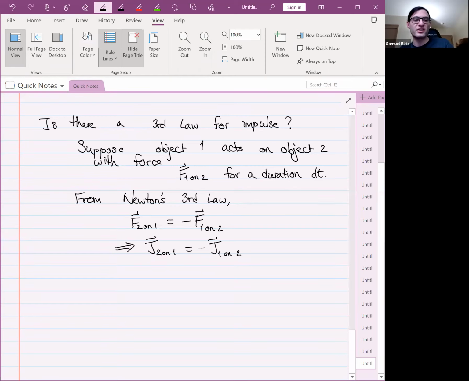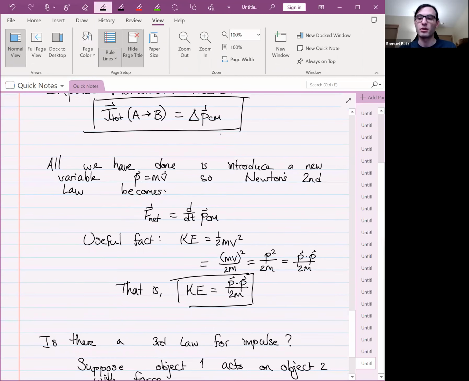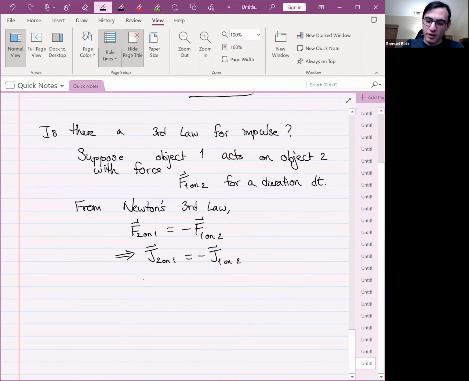And so the question is, if these were both internal to the system, would they affect the momentum? Could they possibly change delta P, or could they possibly change P? The answer is no, because the total impulse that is internal to the system would be the sum of those two impulses, which is just 0. So any internal impulse just cancels itself out automatically, just from Newton's third law.